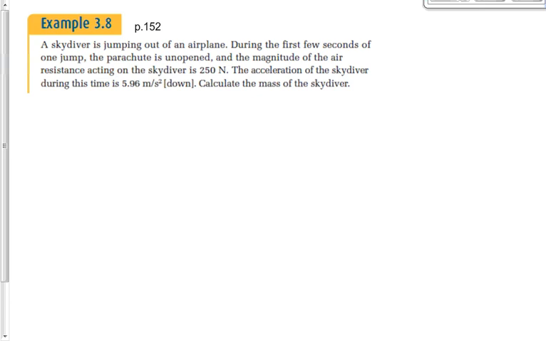At one moment in time, as this skydiver dives, we're going to draw him upside down because if he was like this, he wouldn't really be diving, would he? He'd just be jumping, sky jumping. Here he's diving. I don't care how you draw him. At one moment in time, he's got a force of air resistance acting up of 250 newtons. 1 second before that, it would have been different. 1 second after that, it would have been different.